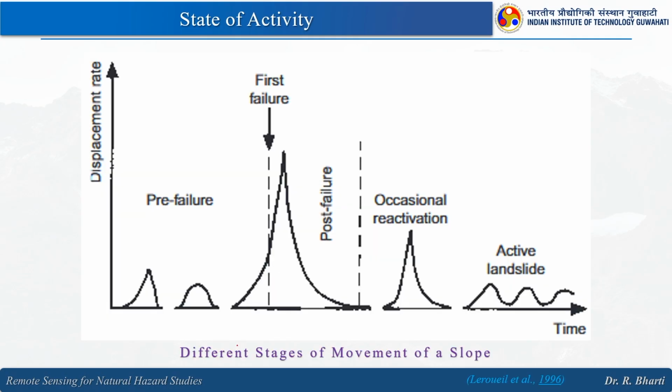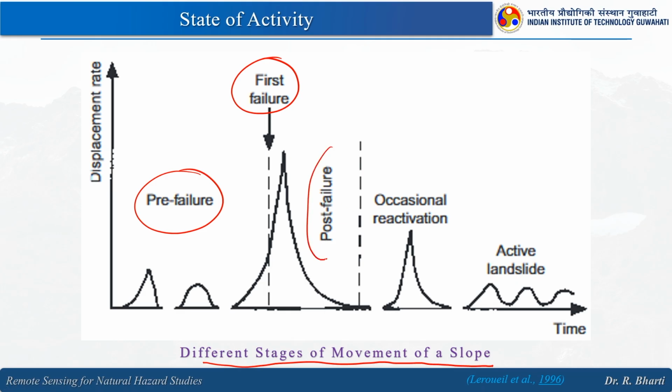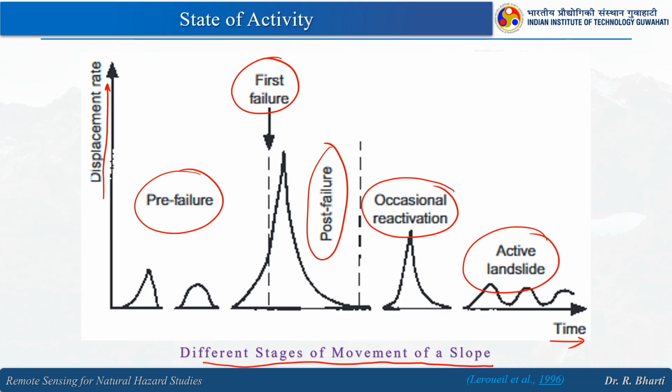So, this particular graph will tell you different stages of movement of a slope. This is the pre-failure, this is the first failure, this is the post-failure, this is occasional reactivation, and this is active landslides. Here this is the time and this is the displacement rate. I hope you are able to understand this.